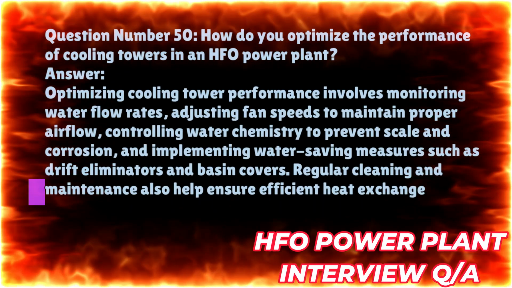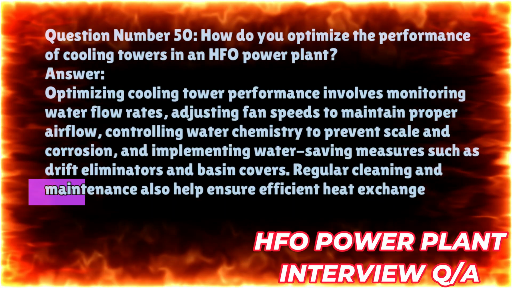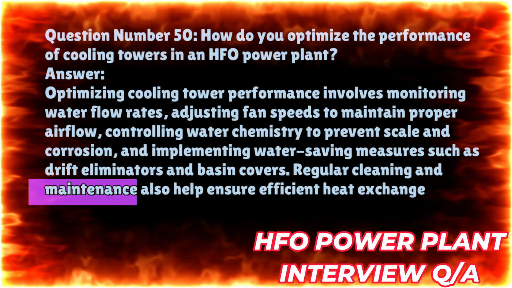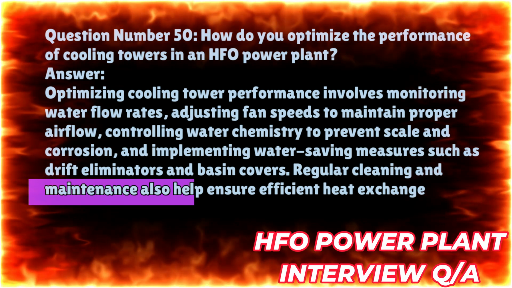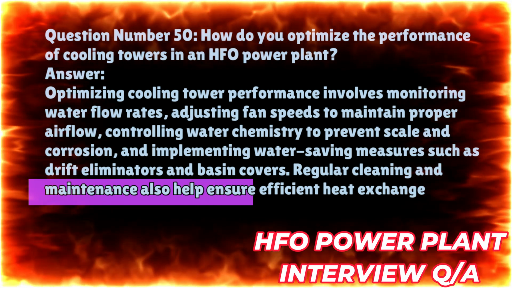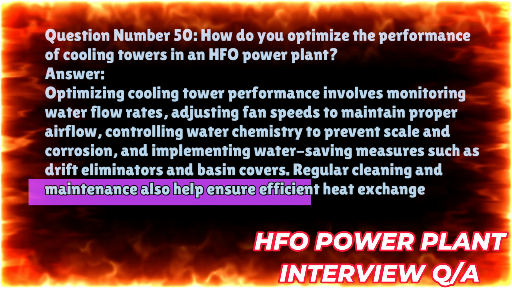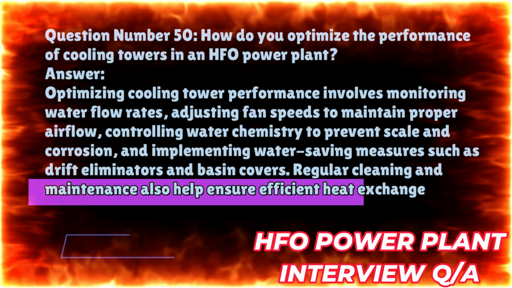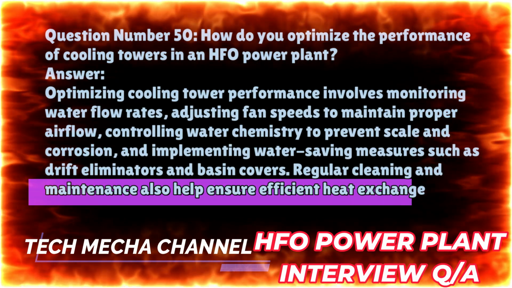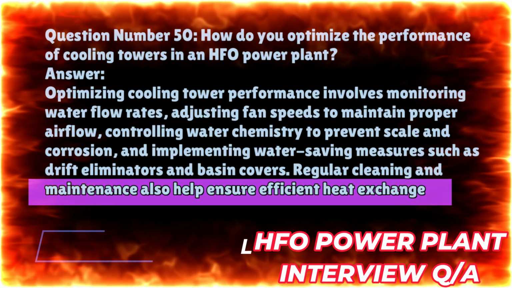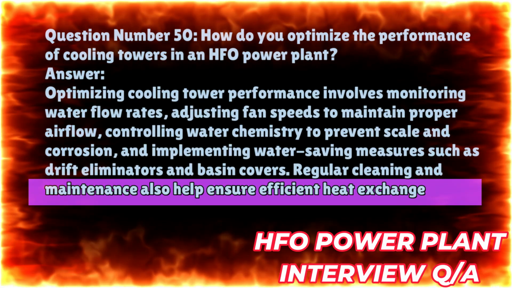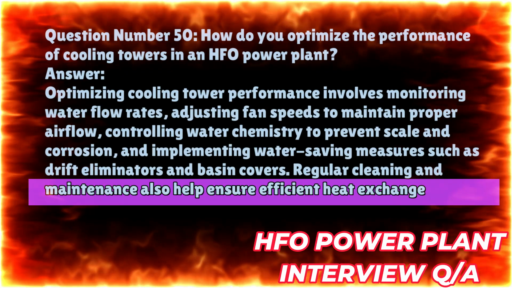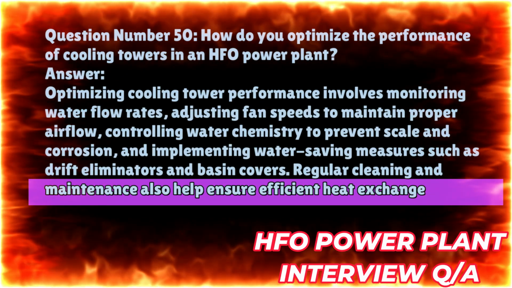Question number 50. How do you optimize the performance of cooling towers in an HFO power plant? Answer. Optimizing cooling tower performance involves monitoring water flow rates, adjusting fan speeds to maintain proper airflow, controlling water chemistry to prevent scale and corrosion, and implementing water-saving measures such as drift eliminators and basin covers. Regular cleaning and maintenance also help ensure efficient heat exchange.